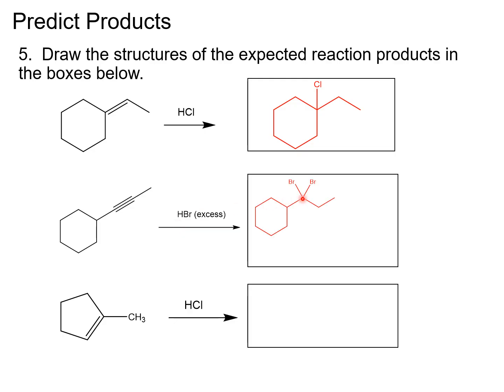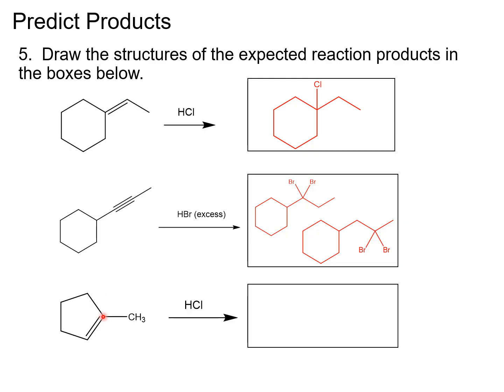In this case, I've added 2 bromines to the first position of my alkyne, 2 hydrogens to the second position. Since we make the same stability carbocation, we could also have the 2 hydrogens add to this position and the 2 bromines add to this position. We didn't have to worry about multiple products in the top one because it was clear which carbon had more hydrogens. Same thing for the bottom one.